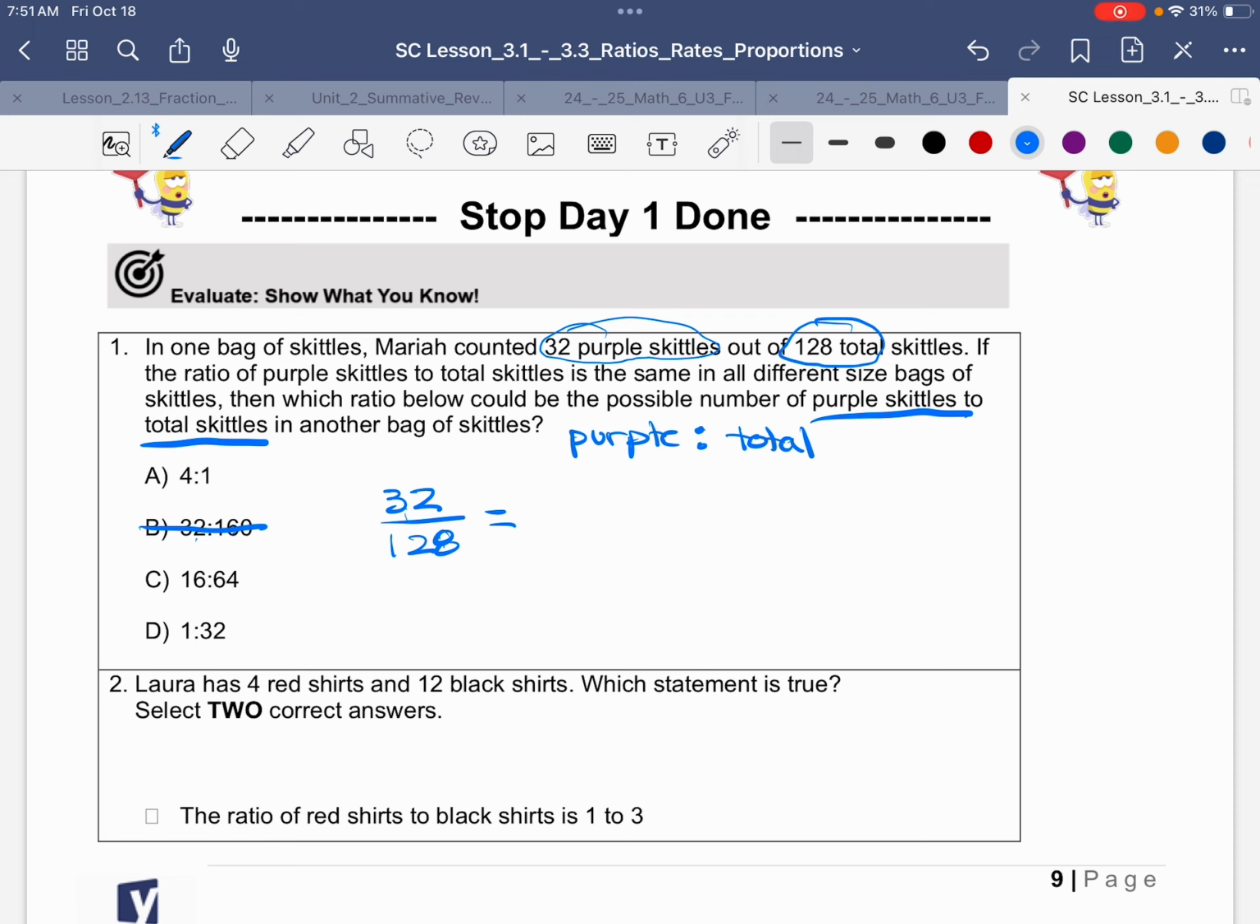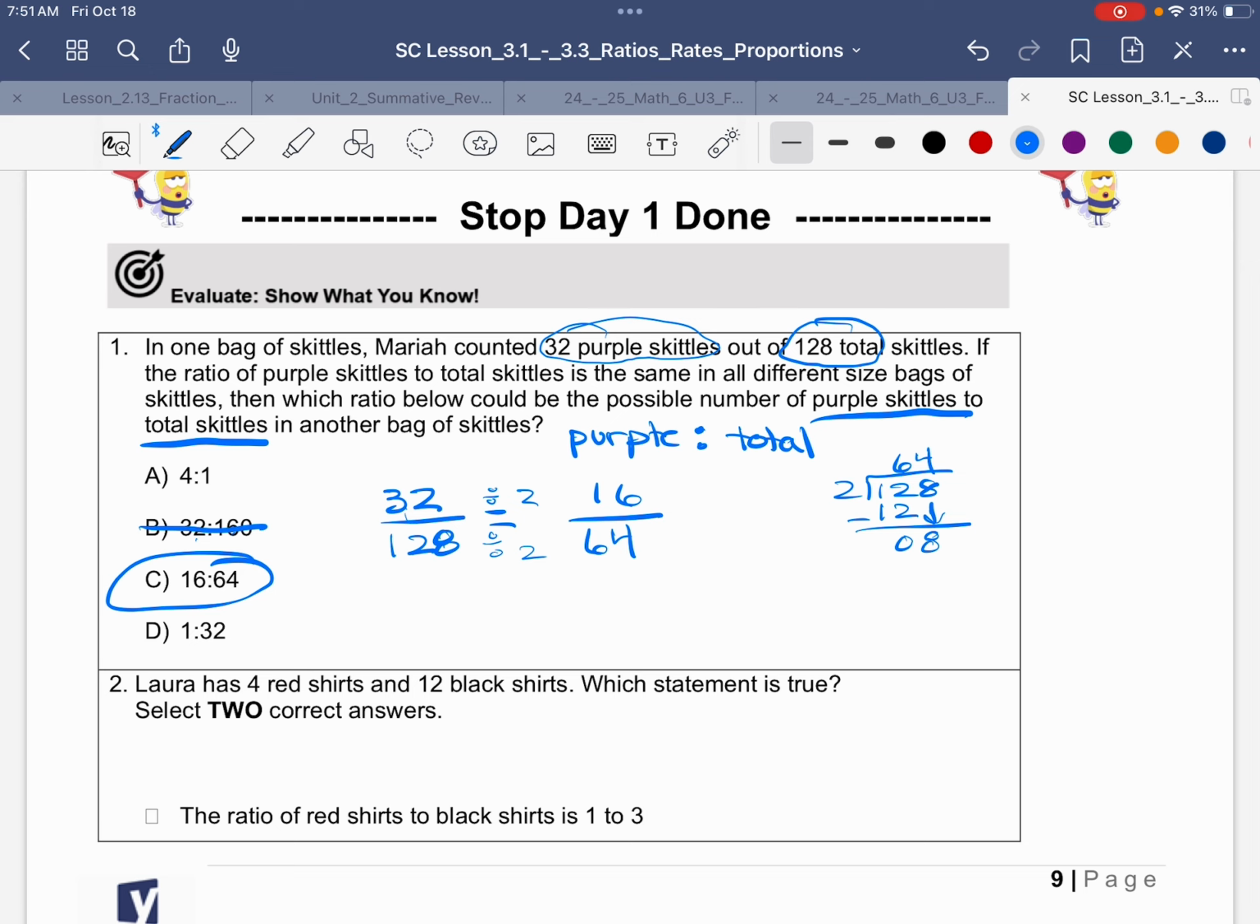So let's see. If we simplify this, let's say divide both top and bottom by 2. Let's see what we get. We get 16. And then if we don't know 128 divided by 2, we can do it real quick. 6 groups and 4. So 16 over 64. And look, we've already found one right here. So our answer would be C.